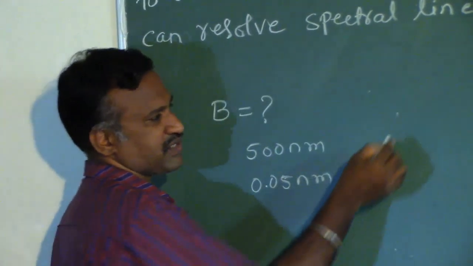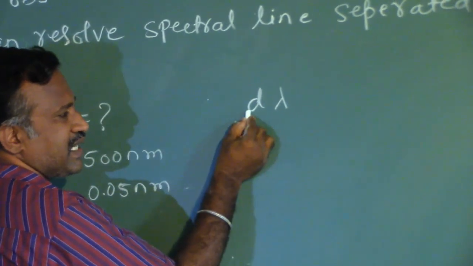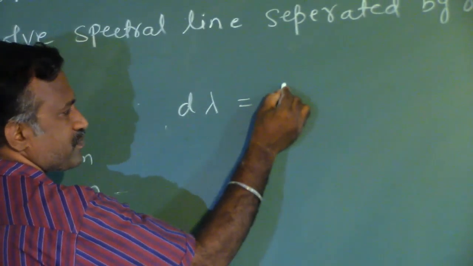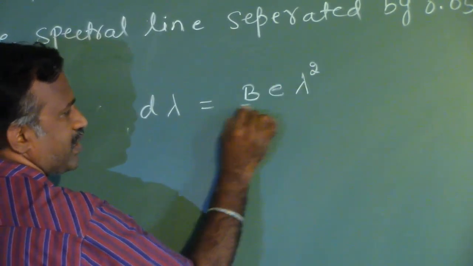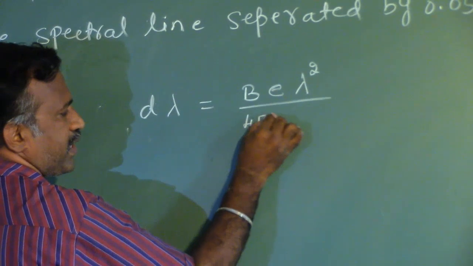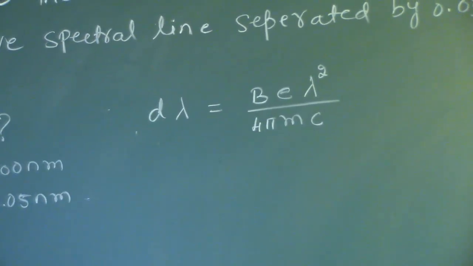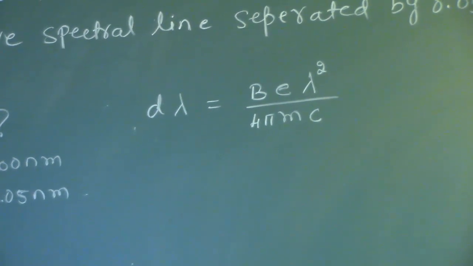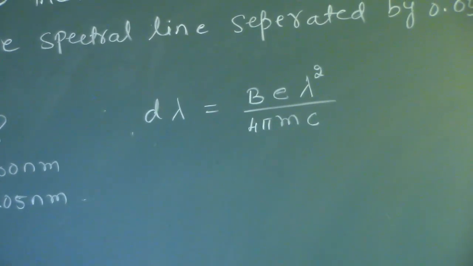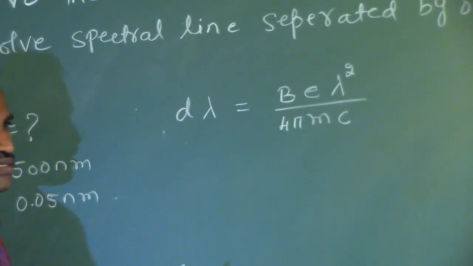We have the expression for the Zeeman shift in terms of wavelength as dλ = B e λ² / (4π m c). So this is the expression for the Zeeman shift: dλ is equal to B into e into λ squared divided by 4π m into c. Now they have not given the charge of electron and mass of electron, but it is known.